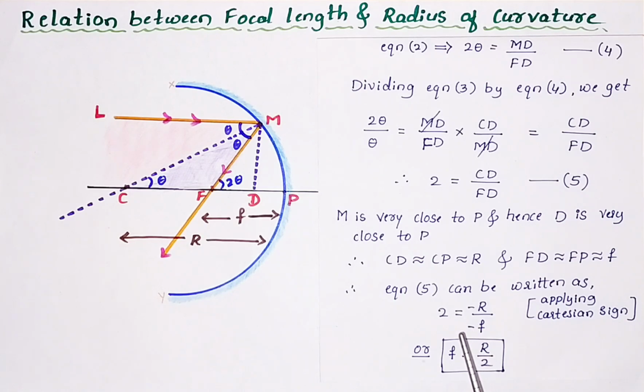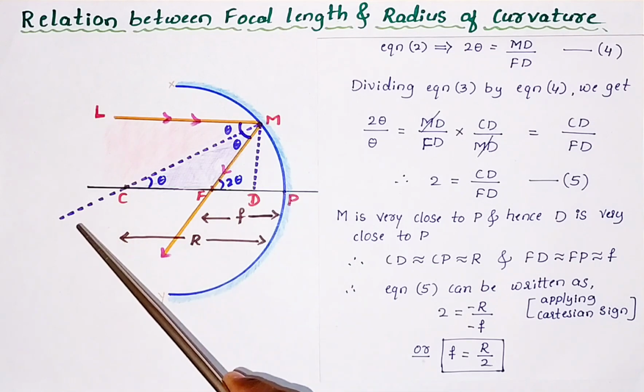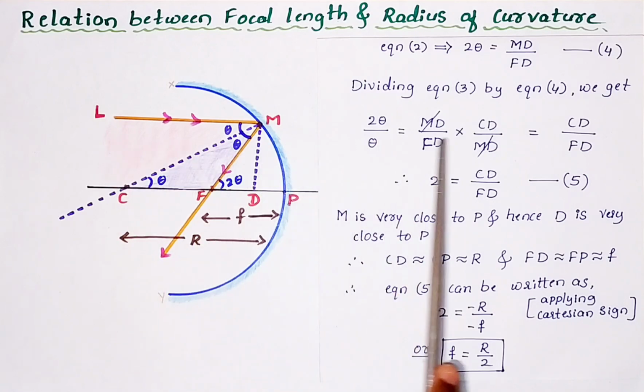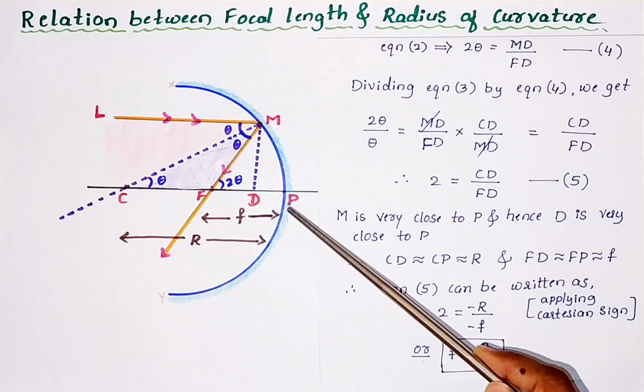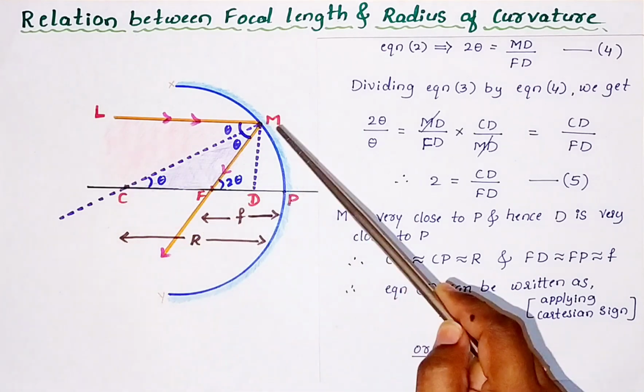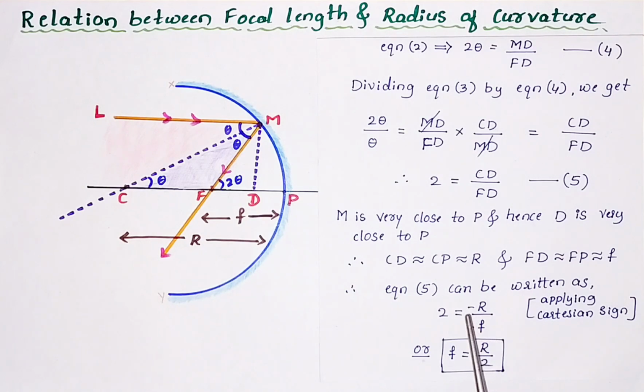You can remember the 3 rules of the Cartesian sign convention here. All the distances are measured from the pole along the principal axis. Now, I am going to measure the radius of curvature, that is from the pole to the center of curvature. Pole to center of curvature is exactly opposite to the direction of the incident ray. The incident ray is moving in the forward direction, but we are measuring the radius of curvature in the backward direction. When it is against the incident ray, then we have to take it as negative.